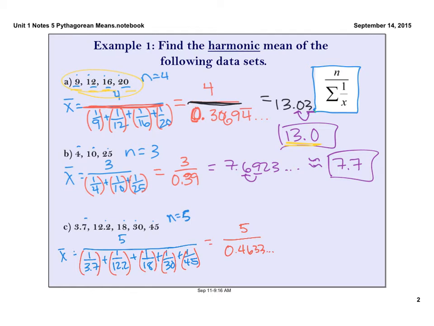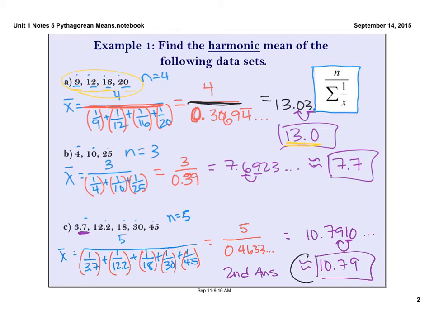So this is, again, a place where you're going to want to use that second answer button. Second answer. So now I'm going to type into my calculator 5 divided by second answer, and it pulls my previous answer, and I get 10.7910. It keeps going. This time I need to round to the hundredths place because I have data that has a tenths place. So I'm going to look at the thousandths place to round to the hundredths place, and my mean is approximately 10.79.